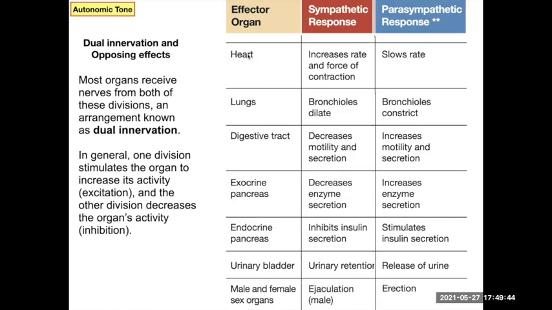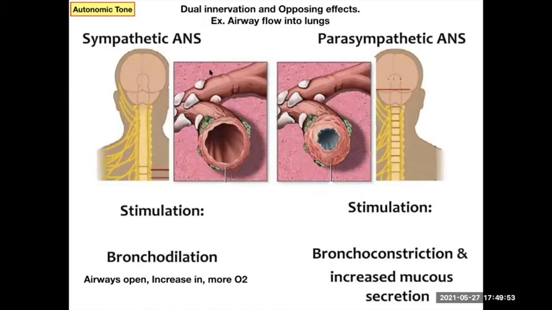Right, but each one: dual innervation, opposing effects. So here's an example. Sympathetic and parasympathetic both innervate the airway tubes. These are what you would refer to as airways, just where air is coming in, not where gas exchange is occurring, but to get air into your lungs, you've got these airways.